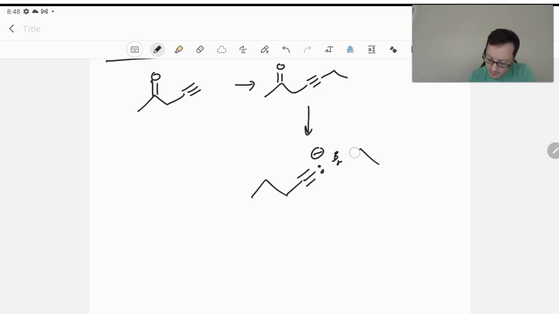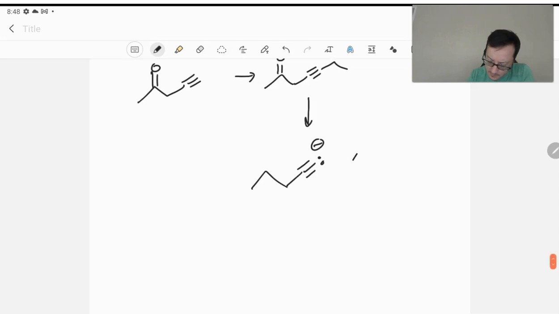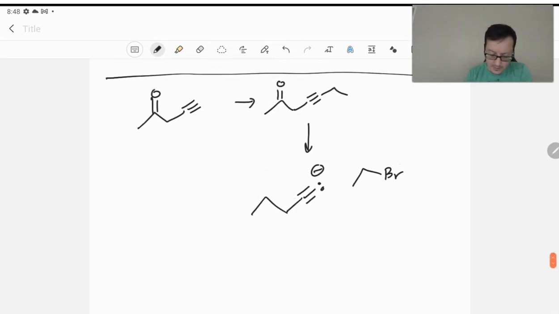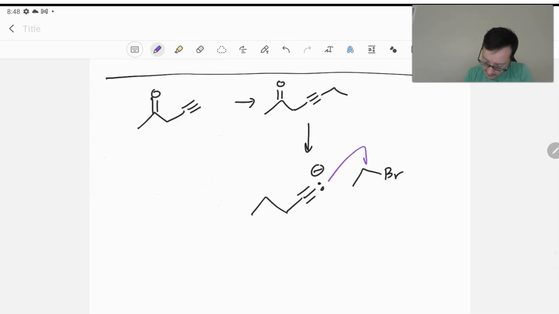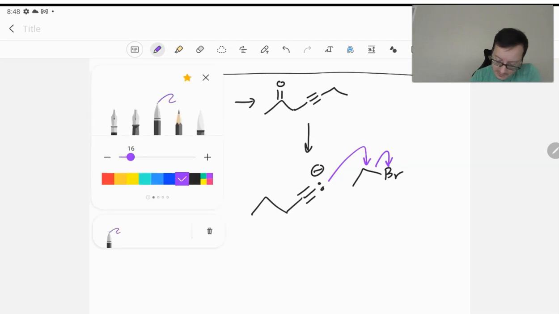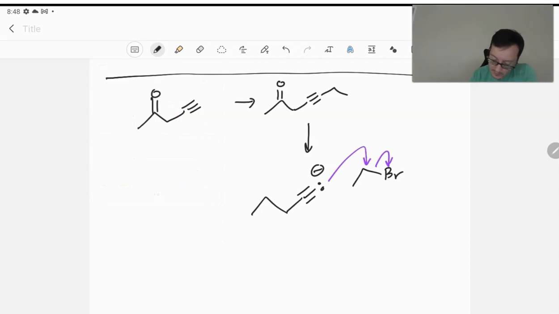Let me draw it a little bit better just so we have an easier place to see. So it's going to be a typical SN2 reaction. With this, we know you can attack this ethyl group, kick out the bromine. That's how we're going to get that ethyl group on there. But the problem is that ketone there will not allow us to do it. So we need to protect that ketone.